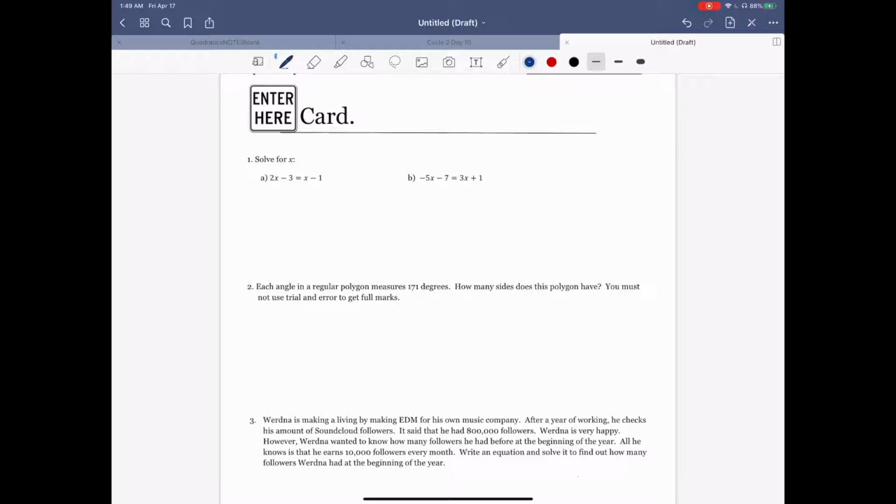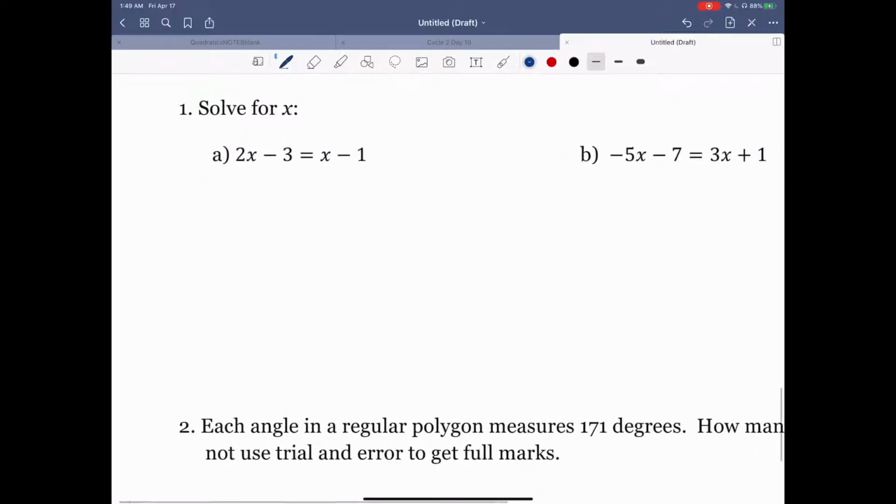Cycle 2, Day 10 entrance card. So, a couple of concepts to remind yourselves on.